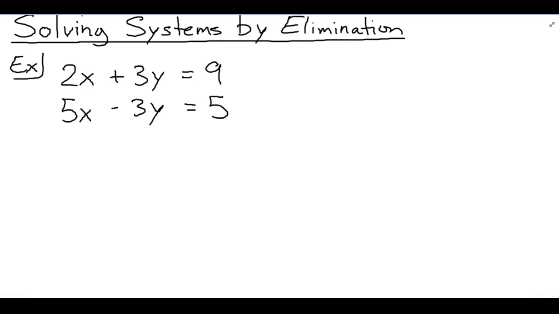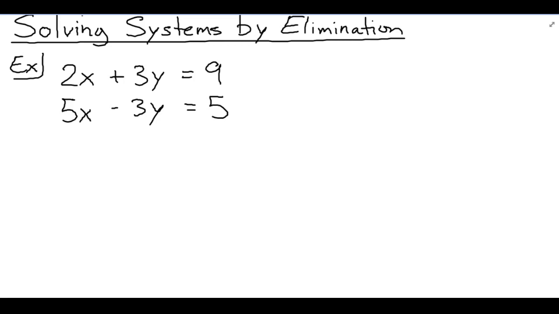Elimination you might also know as the addition or subtraction method, because you're literally going to be subtracting or adding these equations together. I like calling it the elimination method though, because when you add these two equations together, your goal is to eliminate one of the two variables that you have in your equations.